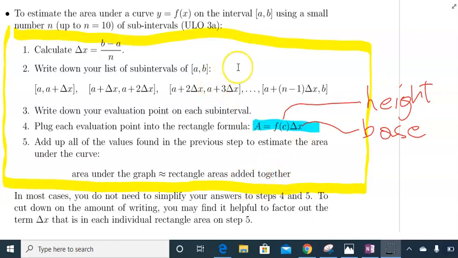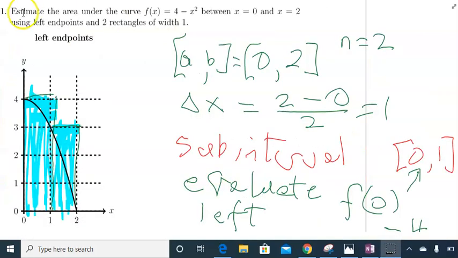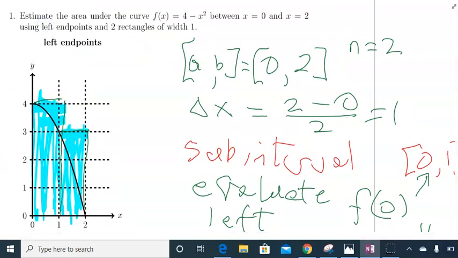So let's look at a couple of examples. In this example, estimate the area under the curve f of x is equal to 4 minus x squared between x equals 0 and x equals 2 using left endpoints. Left endpoints is very important because we can use left endpoints or right endpoints, or even endpoints in the middle called midpoints. Okay, and we want two rectangles with width 1.